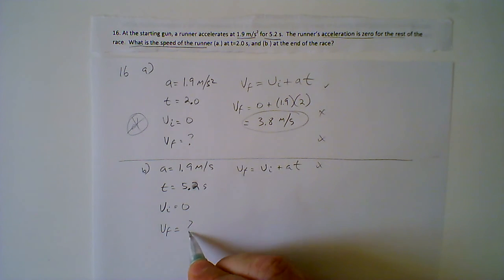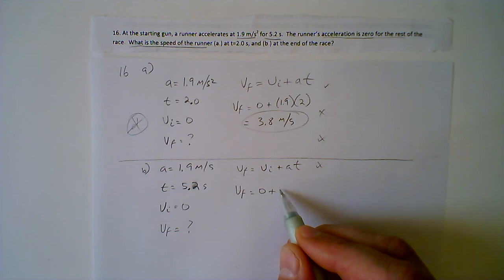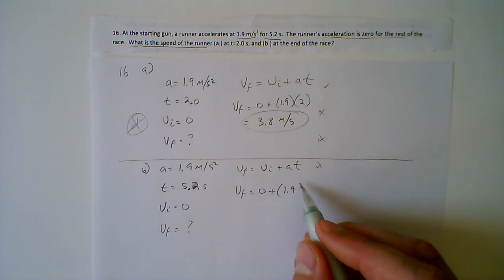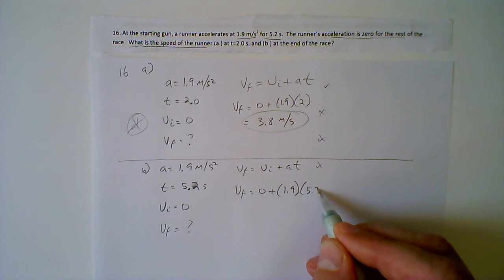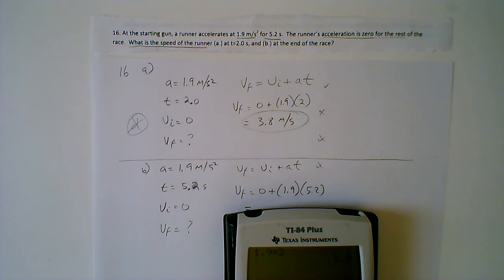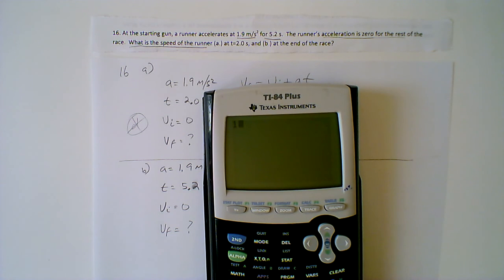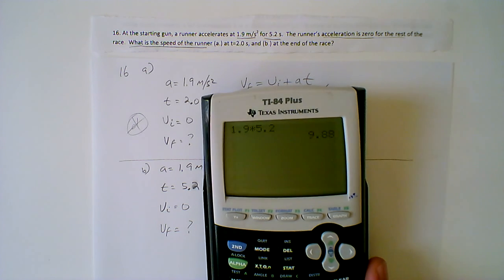VF is the question mark, that's what we're looking for. So VF equals, starting from rest, this time we're going to be accelerating at 1.9 meters per second squared, every second. And we're going to do this for 5.2 seconds and find what our end result is going to be. So we get our calculator, and we clear, 1.9 times 5.2, and his max velocity is going to be 9.88 meters per second.